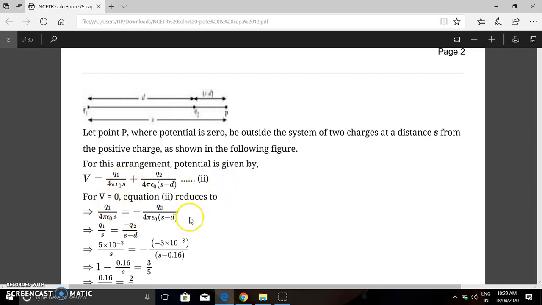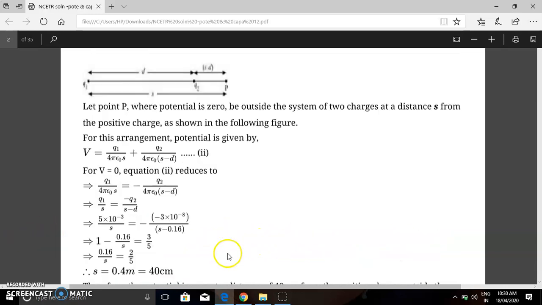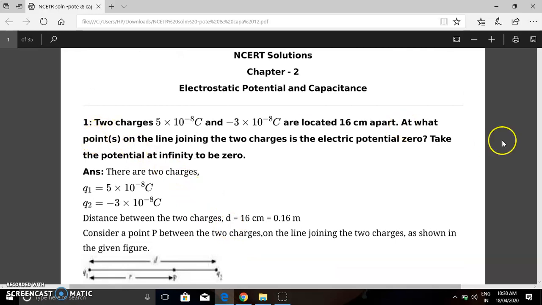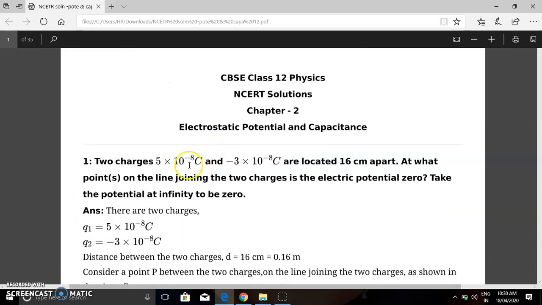Same way we can solve. So this will shift to the RHS, so it will become minus. And if you solve this equation, the 4 pi epsilon naught on both sides will get cancelled. So finally we will get the value of s by putting the Q1, Q2 and d values. So s will be 0.4 meter, that is 40 centimeter. Therefore the potential is 0 at a distance of 40 centimeter from the positive charge, outside the system of the charges. So here we succeeded in finding at what points. First point at distance 10 centimeter from Q1, and second point at distance 40 centimeter from Q1 outside the system. So this is the solution of the first NCERT question.